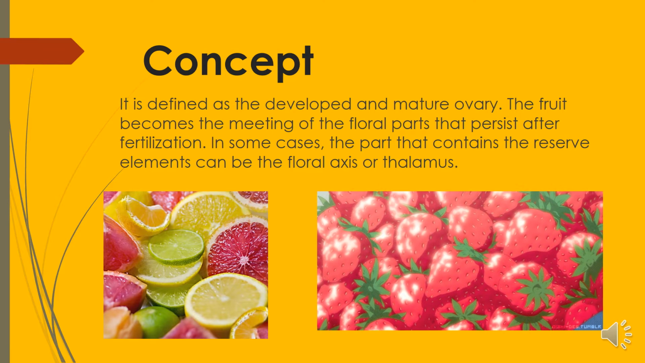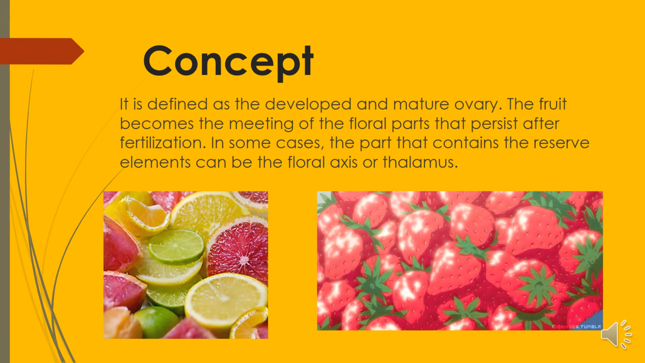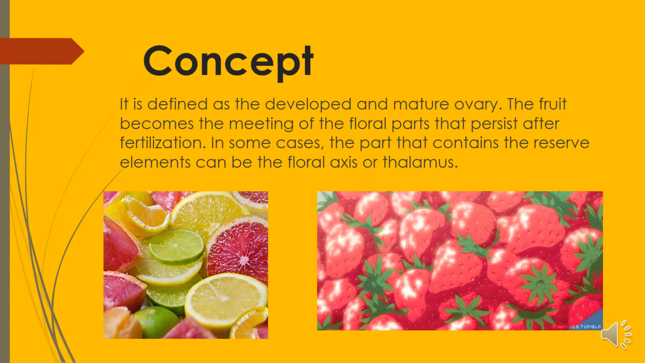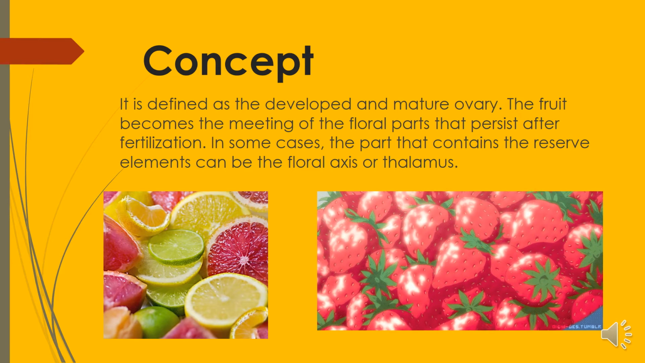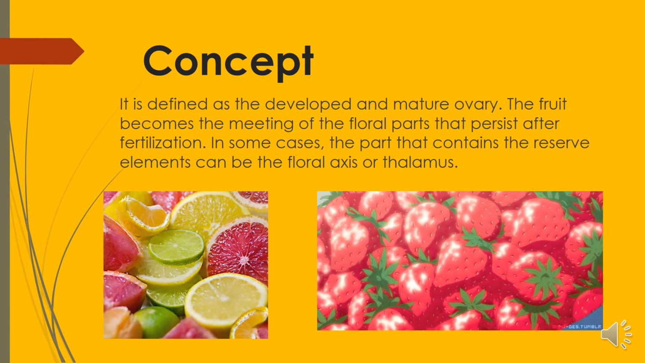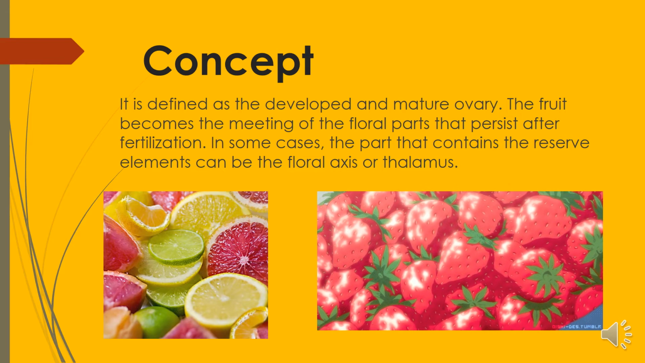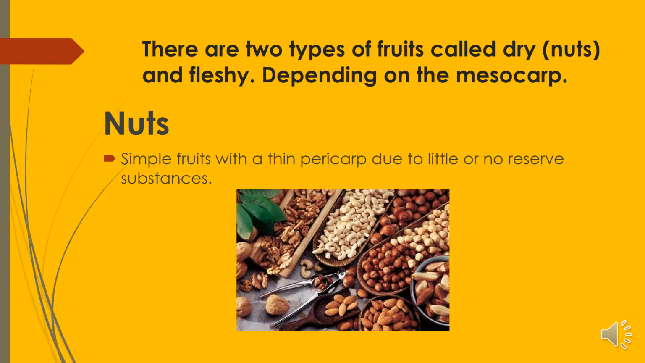Concept: it is defined as the developed and mature berry. The fruit becomes the meeting of the floral part that persists after fertilization. In some cases, the part that contains the reserve element can be the floral axis or thalamus. There are two types of fruit, dry or fleshy, depending on the mesocarp. Nut: simple fruit with a thin pericarp with little or no reserve substance.